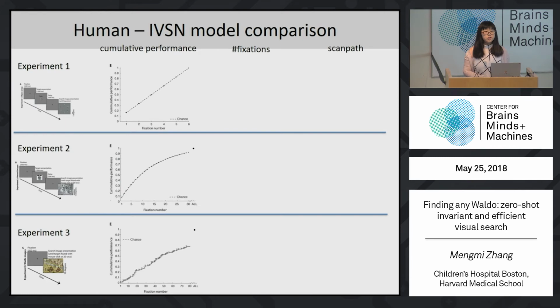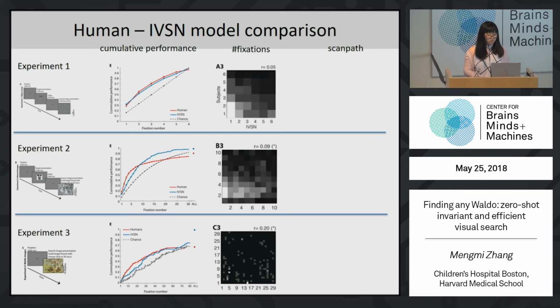All right, in order to compare humans and the model's invariant visual search behavior, we evaluated both using 3 evaluation metrics. In the first column, we show the cumulative search performance across all the trials. The dashed line is the chance model, here is the human's performance in red, and here is the model's performance in blue. We can see these 2 lines are above chance, and they match with each other. In the second column, we plot the confusion matrices in terms of number of fixations required to find the target for both the human and the model, but we did not observe any strong correlations in this case.